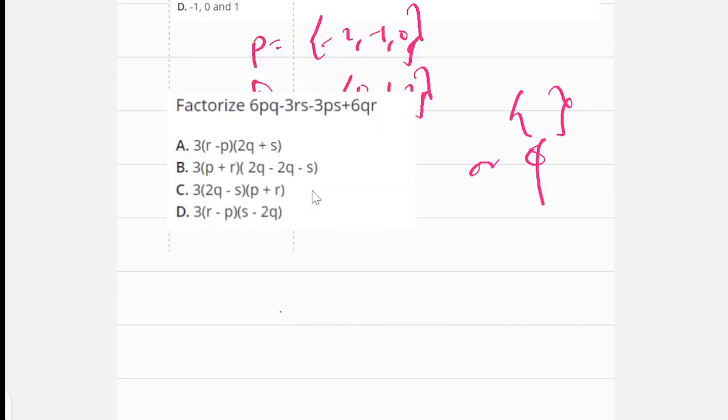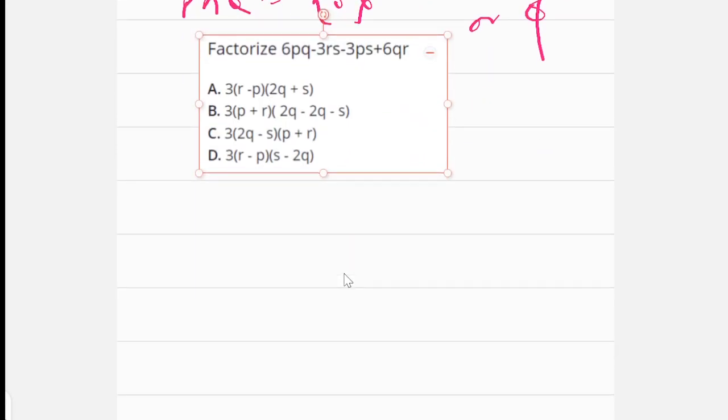Okay, now let us do another one. So look at this question. This is on factorization. We have to factorize 6pq minus 3rs minus ps plus qr.